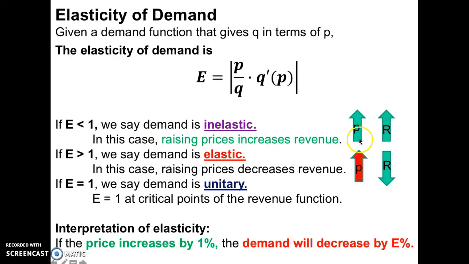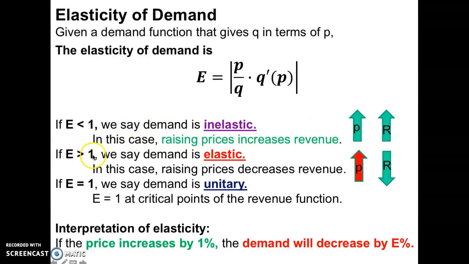So we say an E of less than 1, a fraction between 0 and 1, we say the demand is inelastic, and raising prices raises revenue. This is a good thing. We can raise our prices a little bit, and our revenue will still increase.